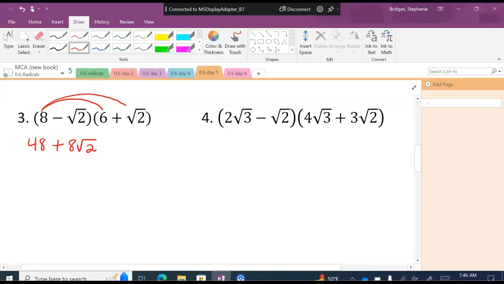And then I do the same thing with that negative square root of 2 in the first parenthesis. It's going to get multiplied by the 6 to give me negative 6 square roots of 2. And then I multiply a negative square root of 2 times a positive square root of 2, which is going to give me a negative square root of 4.